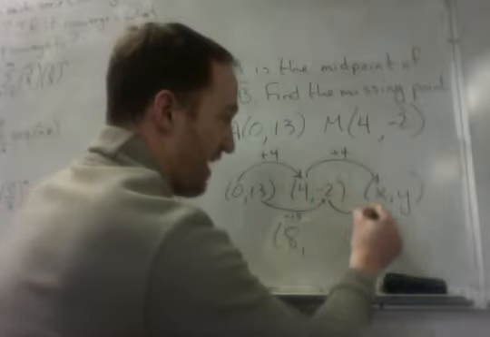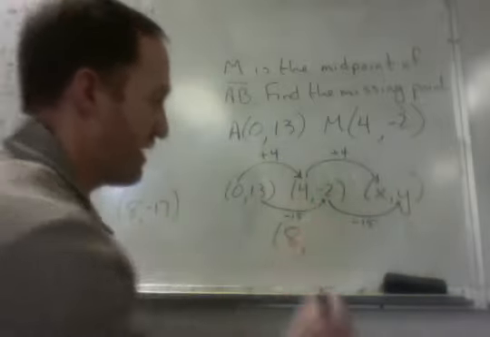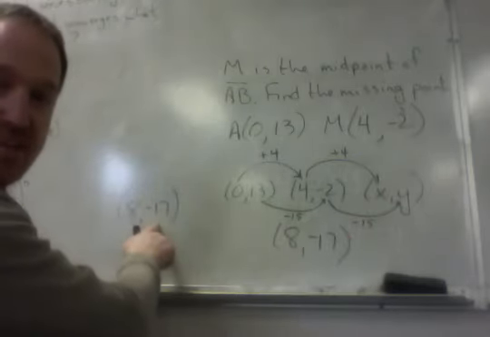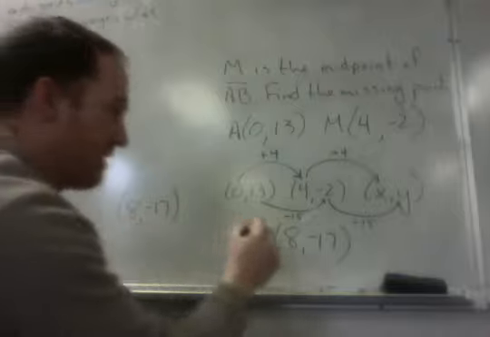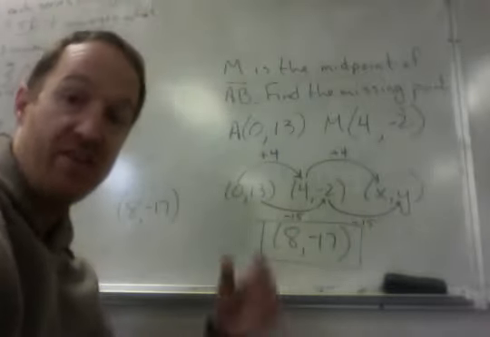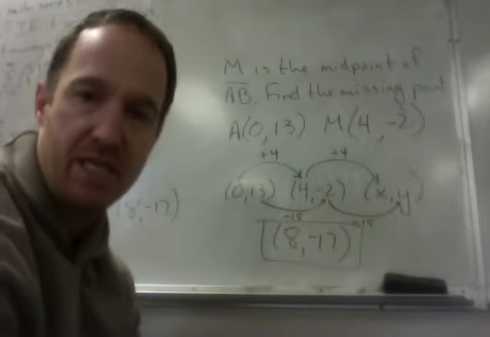So we've got to do the exact same thing going the other way. We're going to take away 15. Negative 2 minus 15 is negative 17. And look at there, it's exactly what we got the other way. So that is another way to get the answer when you're given an endpoint and a midpoint. And we'll use a method similar to that in the next video.